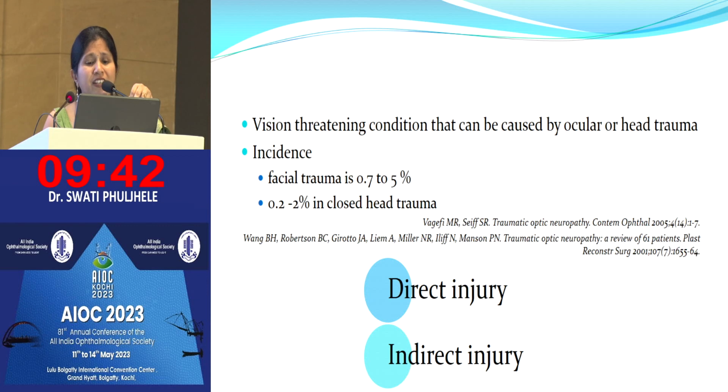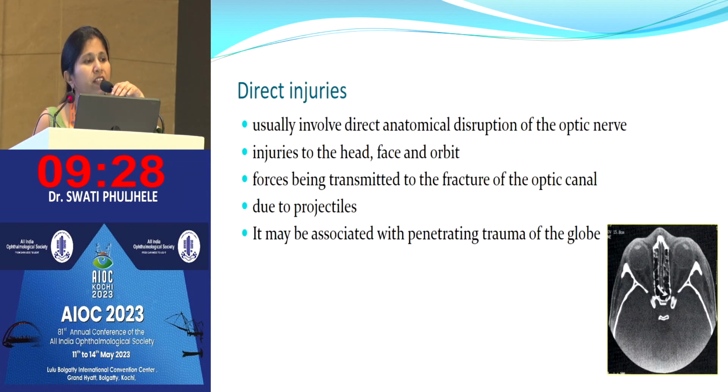It's a vision-threatening condition that can be caused either by ocular trauma or head trauma, with incidence more in cases of closed head trauma. The injury can be a direct injury or an indirect injury. Direct injury is one where the optic nerve is directly disrupted, like in direct transection, which is more common with injuries to the head, face, and orbit. The force is transmitted through the optic canal, and generally it is the fracture of the optic canal, the bony fragment impinging on the optic nerve, leading to traumatic optic neuropathy.